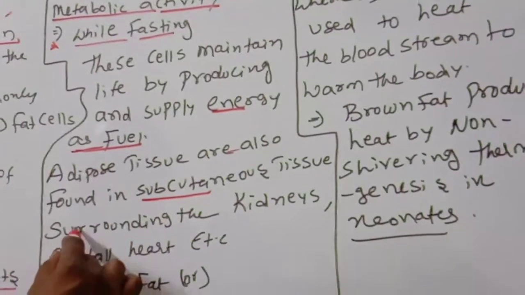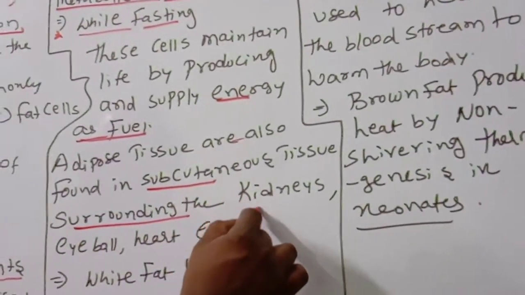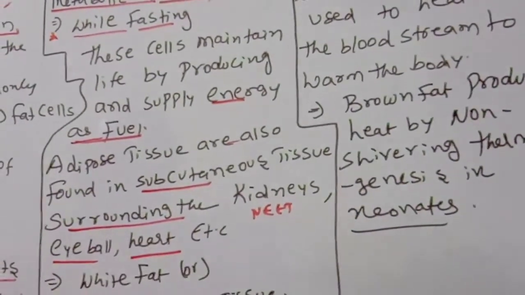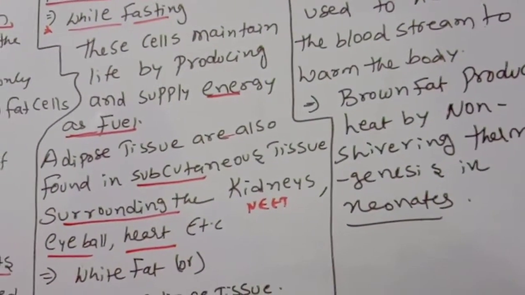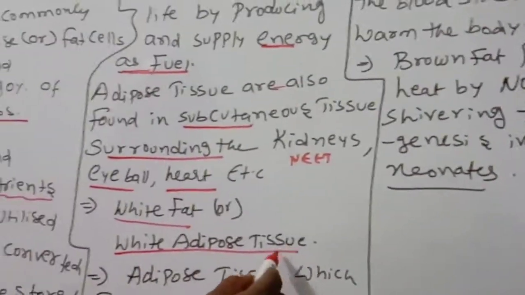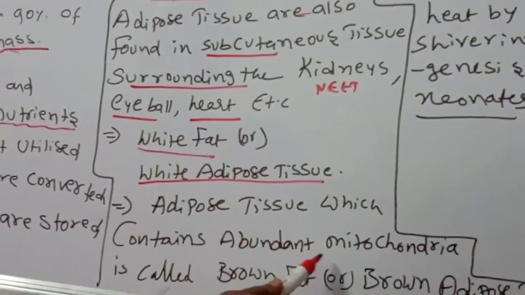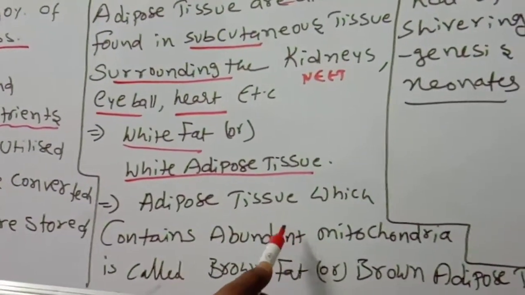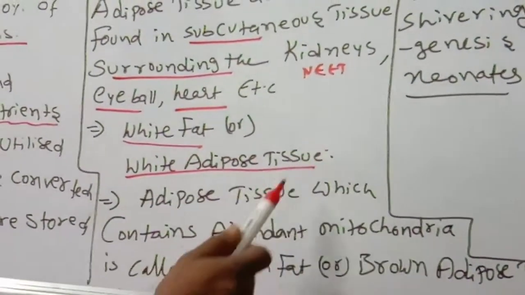So below the skin and surrounding the kidneys, very important, and eyeball and heart, there is adipose tissue generally called white fat or white adipose tissue. Adipose tissue which contains abundant mitochondria is called brown fat. Generally, adipose tissue with less mitochondria is called white adipose tissue.